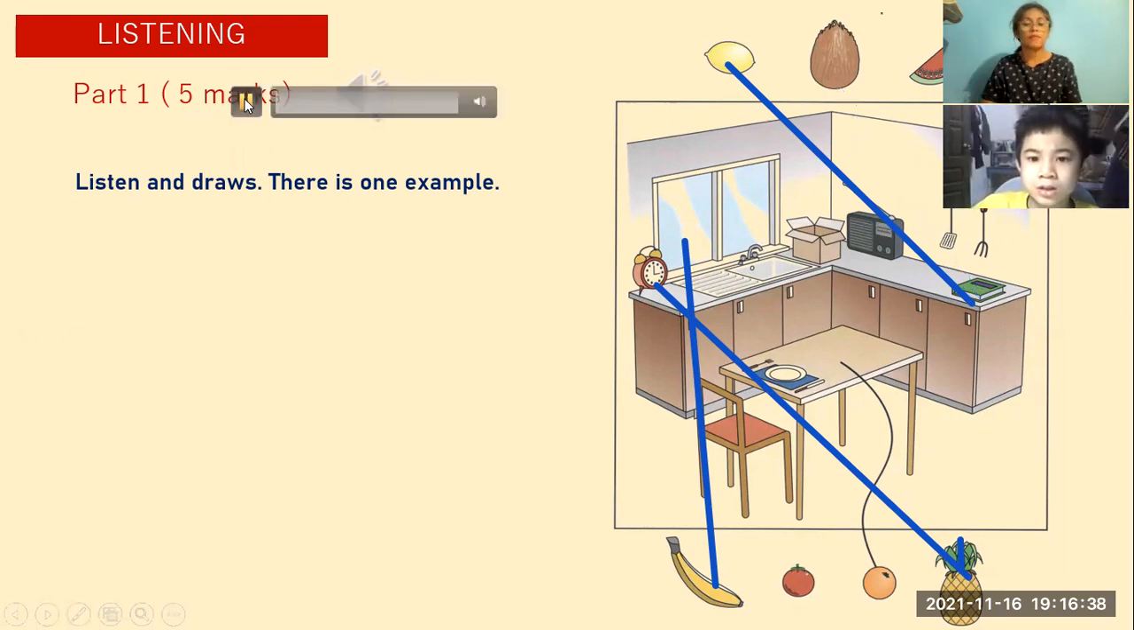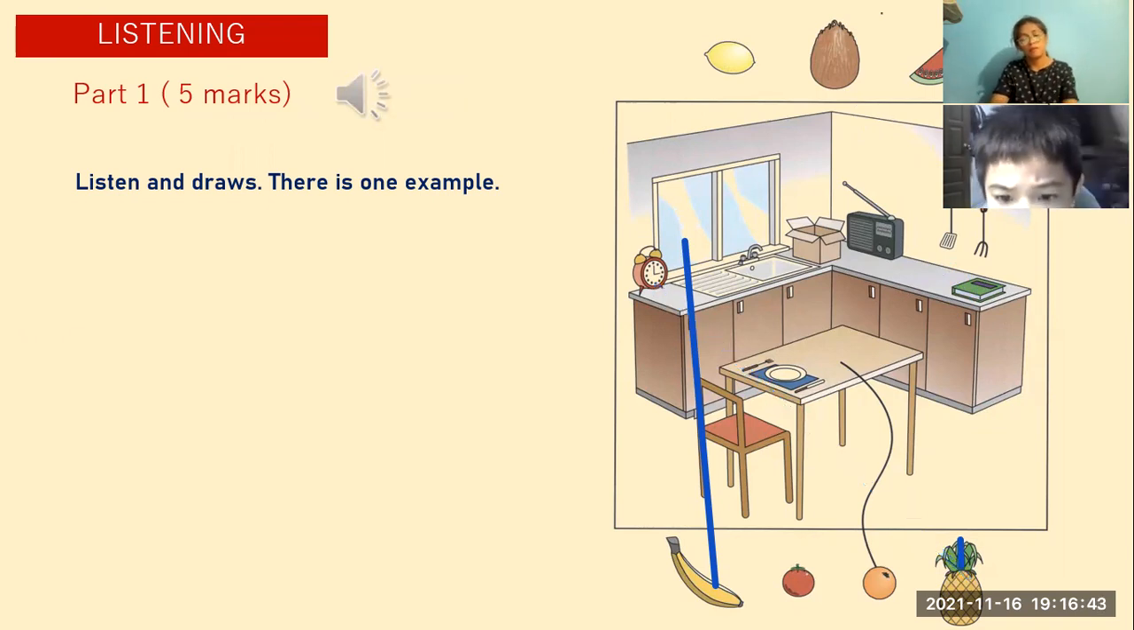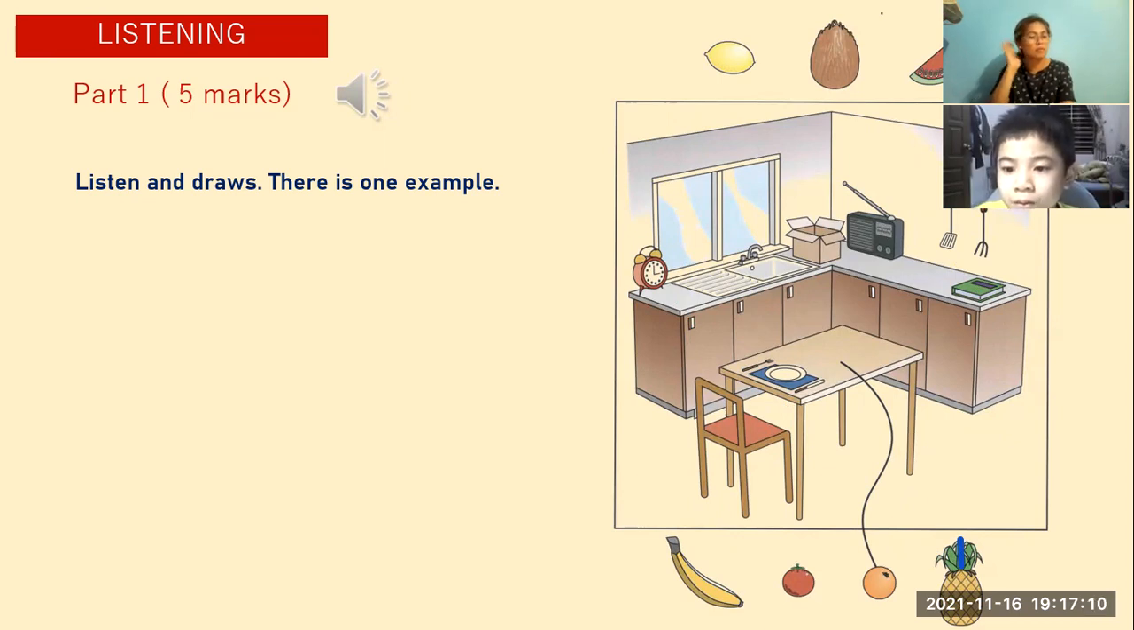Part one. Look at part one. Now look at the picture. Listen and look. There is one example. The orange is on the table. Pardon? Where? On the table. The orange is on the table. On the table. Can you see the line? This is an example. Now you listen and draw lines.